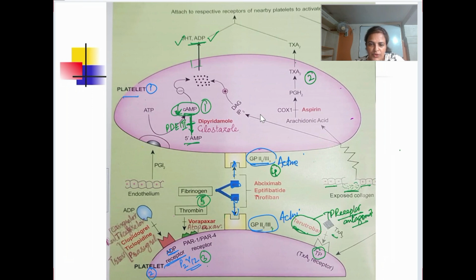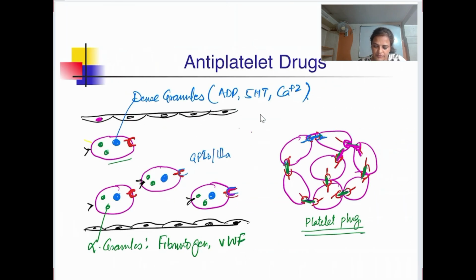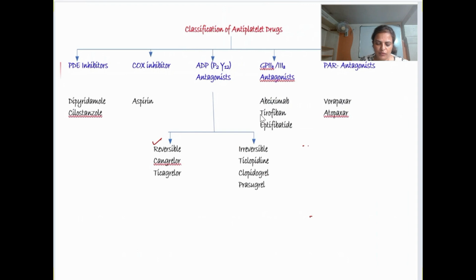So it is totally a new, innovative drug, a TP receptor antagonist or thromboxane A2 receptor antagonist. Now you can see the classification depending on that, like phosphodiesterase 3 inhibitors such as dipyridamole and cilostazol. So the mechanism itself is clear.